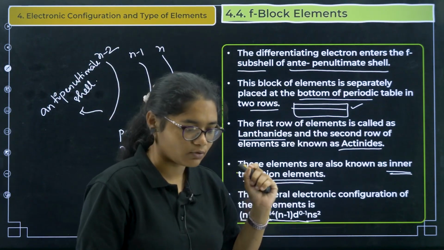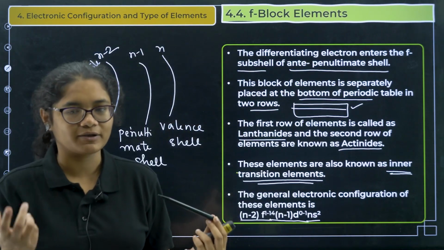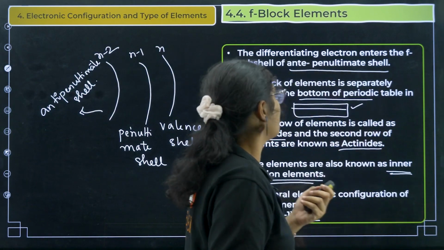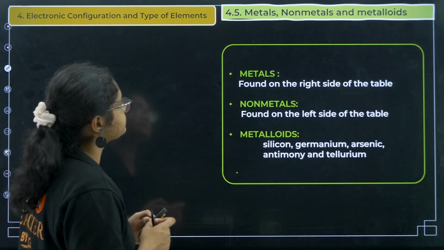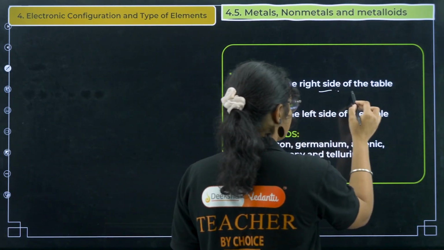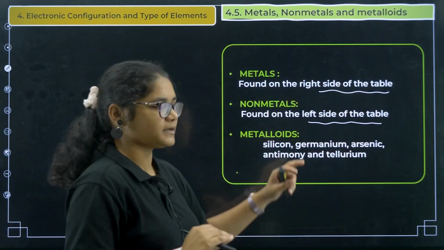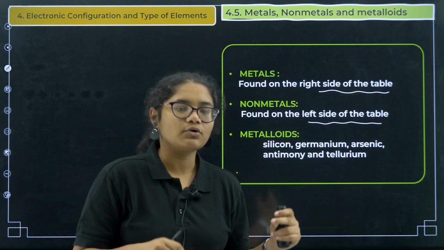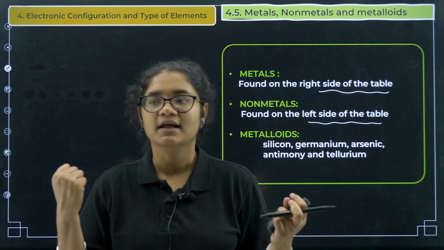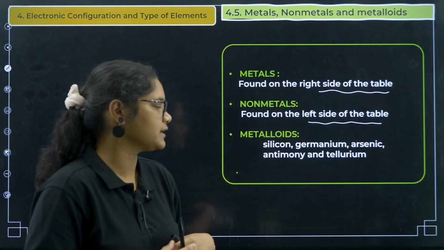So by seeing the electronic configuration you can easily say whether it is an s block, p block, d block or f block element, because the last electron will enter that particular block. Okay, clear? Now we will go to the next topic, that is metals, non-metals and metalloids. Metals are found on the left side of the periodic table, non-metals on the right side. Metal and non-metal properties you already know. Metals are good conductors, they are lustrous, and they have sonority, malleability and ductility. We have already studied these in lower classes.